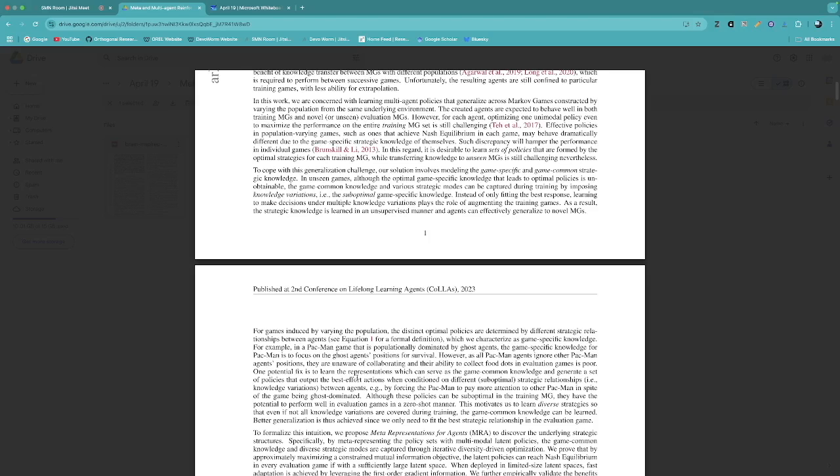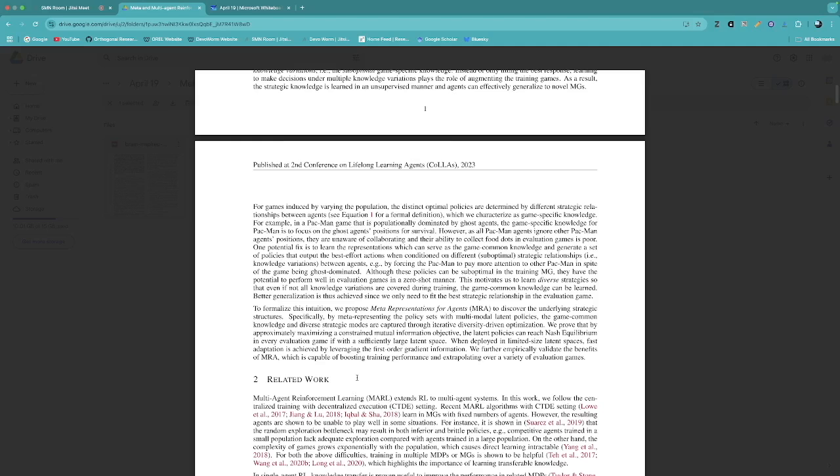So you want to be able to train agents on all of the things that they might see. And so this is where you want to learn as many strategies as possible. So you have this game common knowledge, which is, okay, there's something like this that you might encounter. And so you might not be able to learn a specific variation of a rule, but things are very similar to that. Better generalization is thus achieved since we only need to fit the best strategic relationship in the evaluation game.